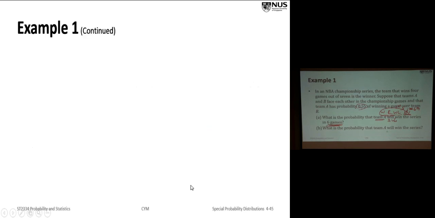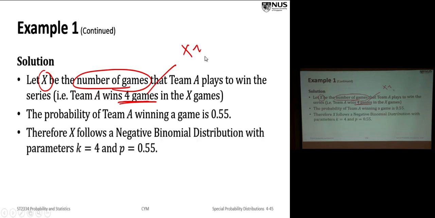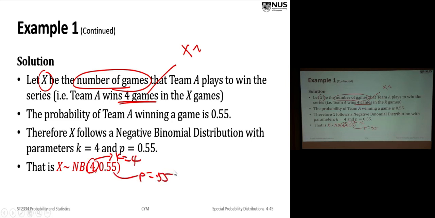First of all, I define my X. X is the number of games that Team A plays in order to win 4 games. So X follows a negative binomial with k equal to 4 and p equal to 0.55. Winning a particular game has probability 0.55, and k equal to 4 is winning 4 games. The first question is, what is the probability of X equal to 6?